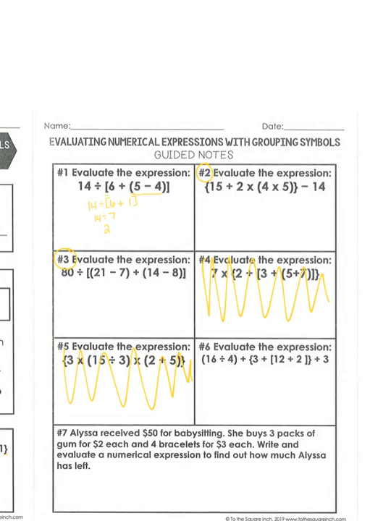Because 6, we have a couple different groupings here, right? So I have that 16 divided by 4 in parentheses. Then in braces, I have 3 plus 12 plus 2 in brackets. And then on the outside, I have that plus 3. So remember, even though those parentheses aren't within that group, I'm still going to start with the smallest grouping I see. So that 16 divided by 4 goes first. So this will be 4 plus, and then I can rewrite everything else.